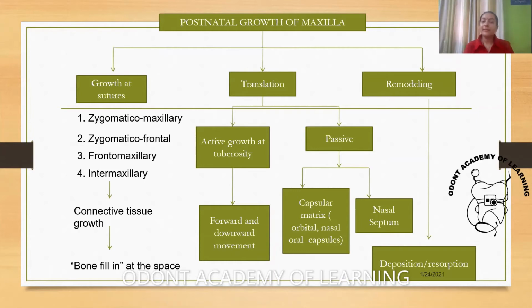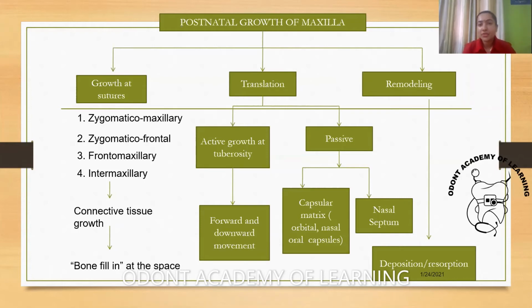How does it happen passively? Passively, it happens because of the capsular matrix, that is the orbital, nasal, and oral capsules, and by the nasal septum. Nasal septum is also one thing which plays a very important role in the postnatal growth of maxilla. So this is how you can link your functional matrix theory with the growth of maxilla or mandible.